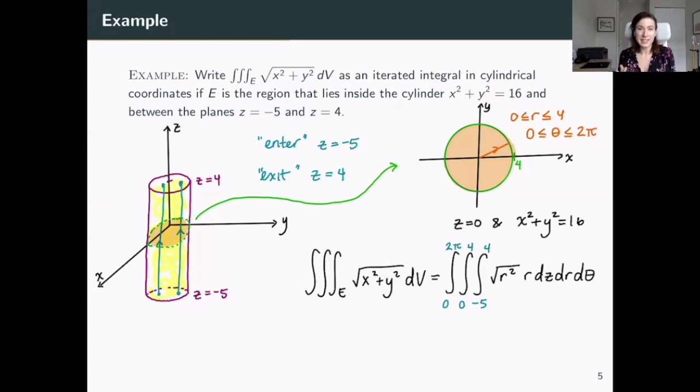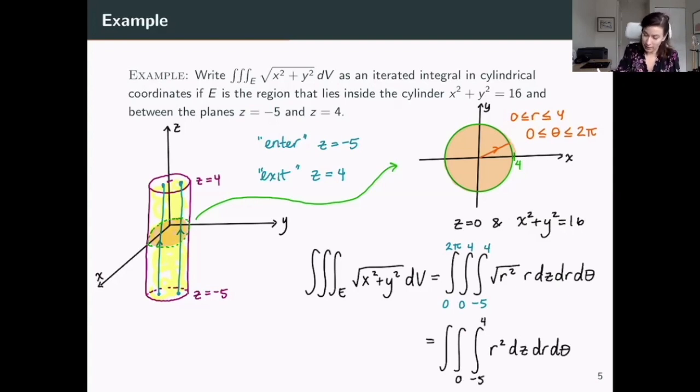Notice in this instance, we ended up with an integral where everything was constant. We have that our limits here are all constants, and we're just going to be evaluating r squared dz dr d theta. With cylindrical coordinates, when my region was a cylinder, everything ends up just constant in terms of the limits of integration for this triple integral.